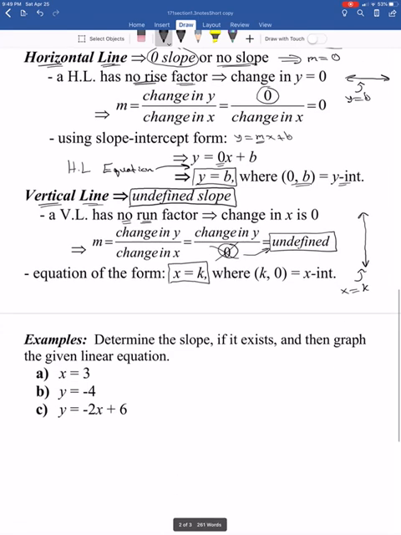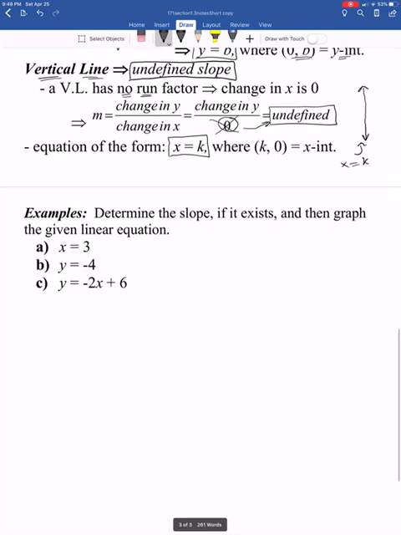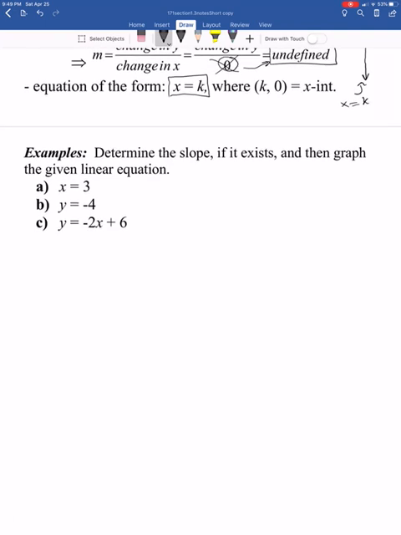Undefined slope. So let's put all that together in these last few examples. It says determine the slope if it exists. So if it's a non-vertical line, we can determine the value of the slope. And then graph the line.